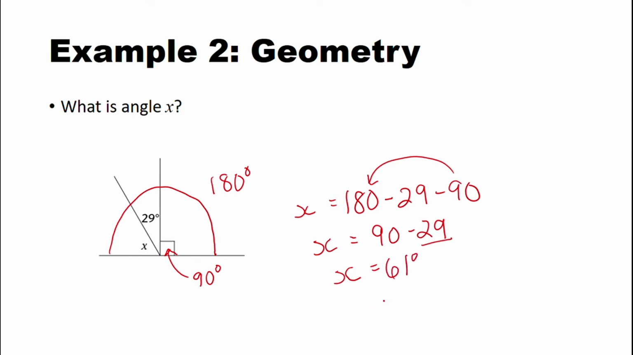So angle X equals 61 degrees. And that's another fast way of using algebra to solve some problems in geometry.